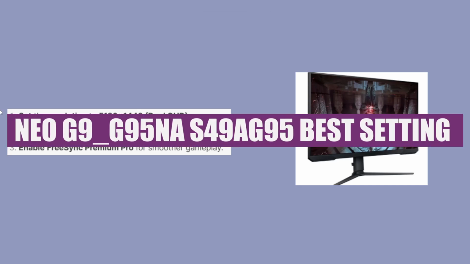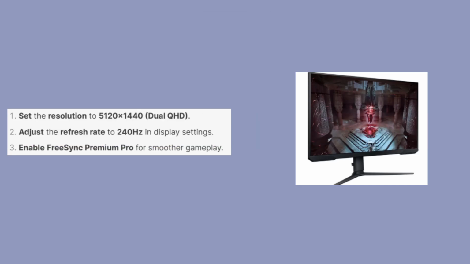Samsung Odyssey Neo G9, G95NA, S49AG95 best settings. Hey guys, in this video, we will see the Samsung Odyssey Neo G9, G95NA, S49AG95 best settings. First, set the resolution to 5120 by 1440, which is dual QHD.